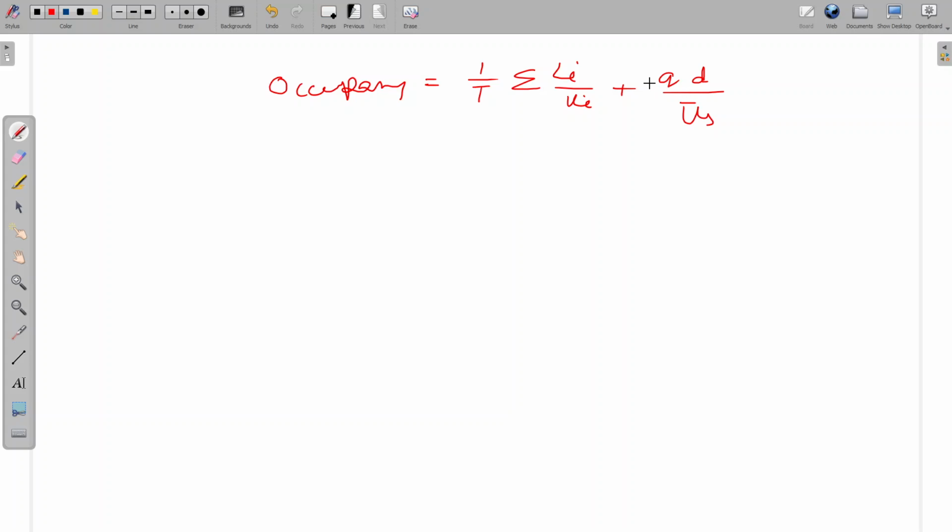Now what is q by q bar s? Flow upon space mean speed. What have we written? Flow equals density into average space mean speed. So flow upon average space mean speed is nothing but equal to density. So simply what can we write? This is equal to 1 upon t summation of li over ui plus k into t. Simply we can write here.